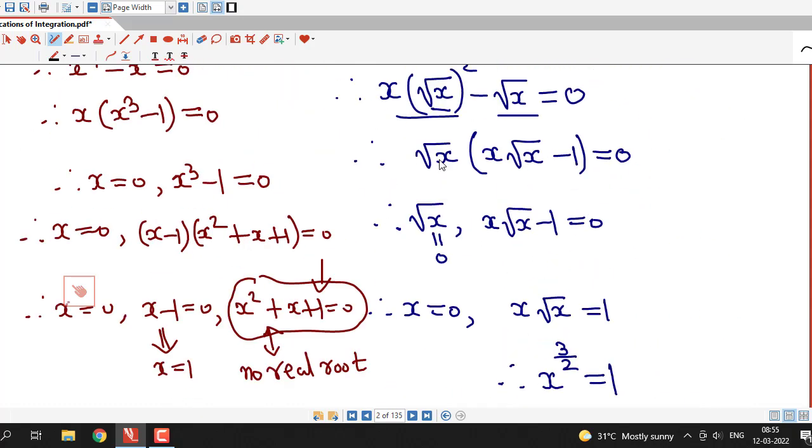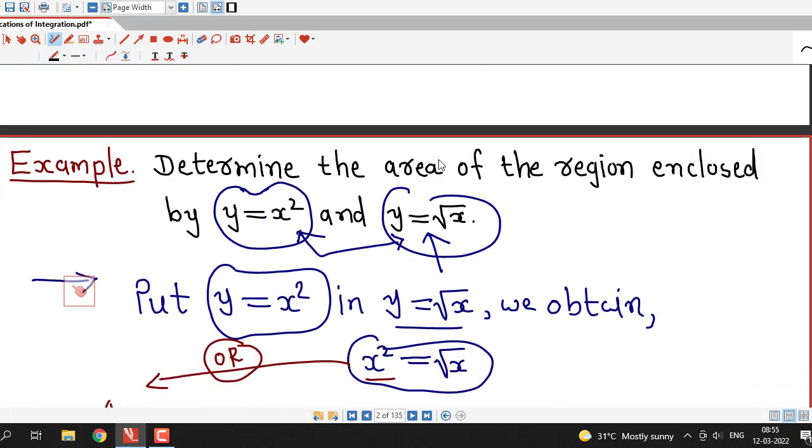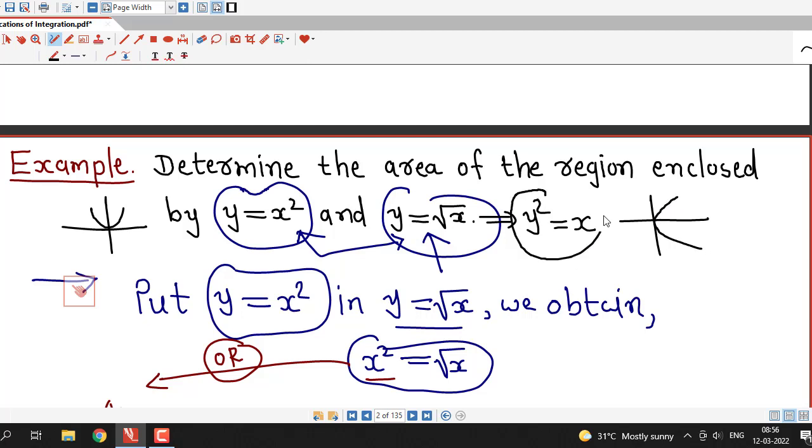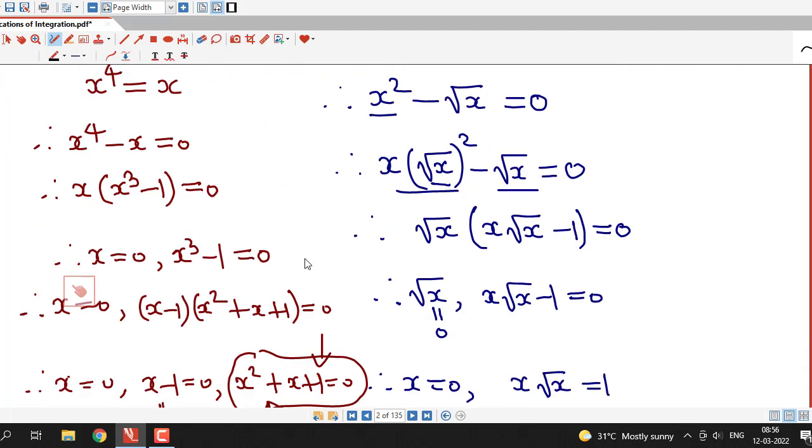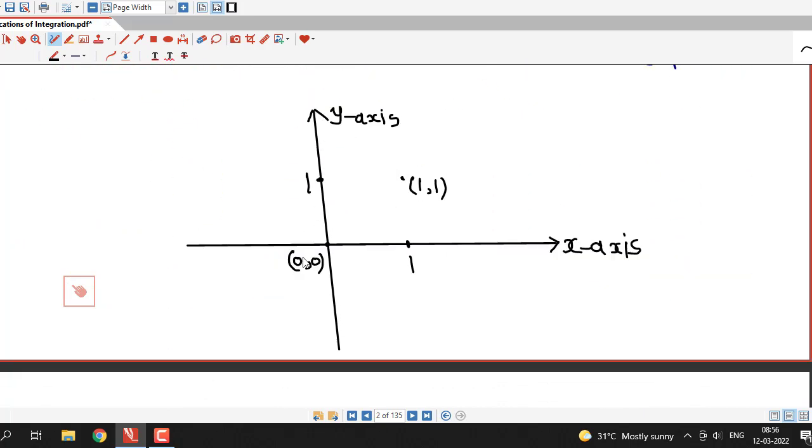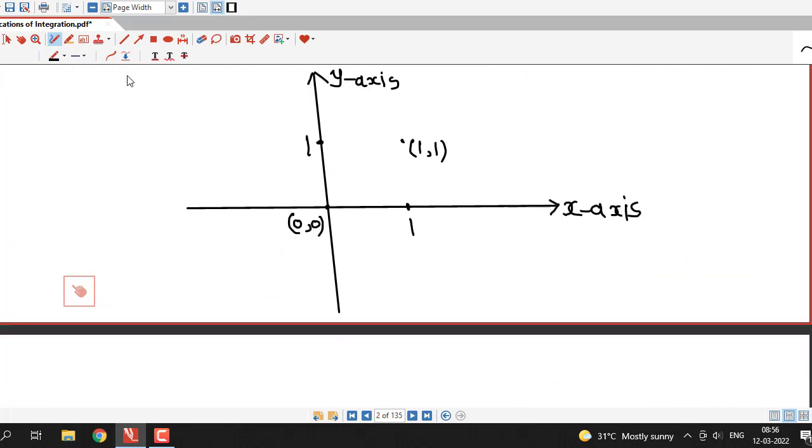Now our curves are y equal to x square and y equal to square root of x, and this I can rewrite by taking square on both sides. I obtain y square equal to x. And x square equal to y is the parabola which opens in the upward direction, and y square equal to x is the parabola which opens to the right. So we are already familiar with these two shapes, and we will take note that these two are intersecting at the origin and (1, 1). So both are passing through these two points.